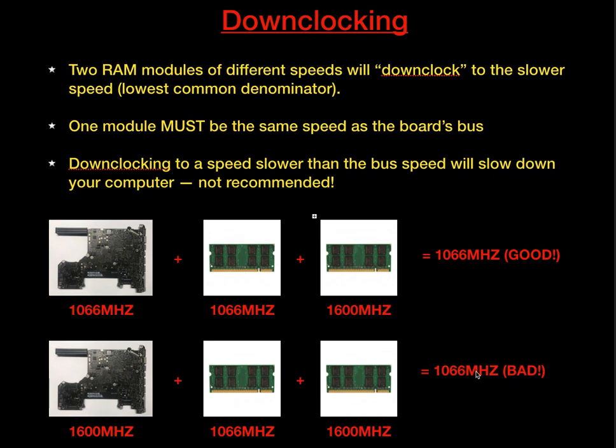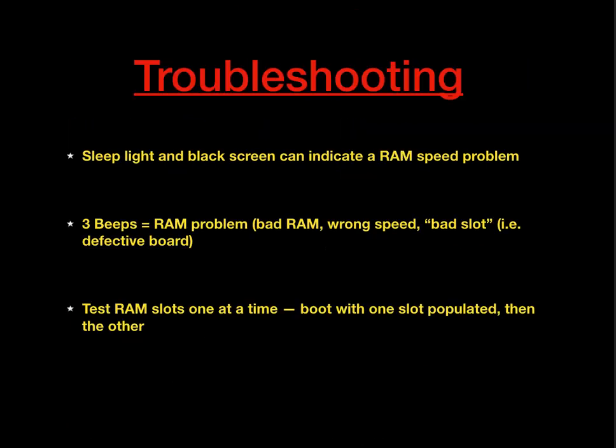So here's a bad example. Here's what you don't want to do. Let's say you have a mid-2012 1600 megahertz. If you put in 1066 megahertz and a 1600, well, it will probably work, but you've dragged your bus down to 1066 megahertz and your computer will crawl. You don't want to do that because this is a nice fast board, and you've just disrupted its ability to function the way it should.